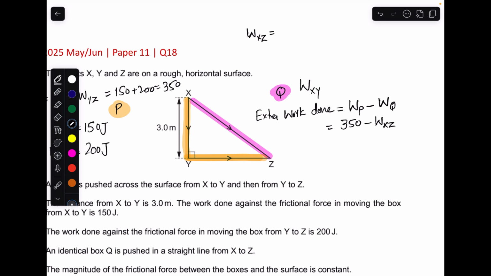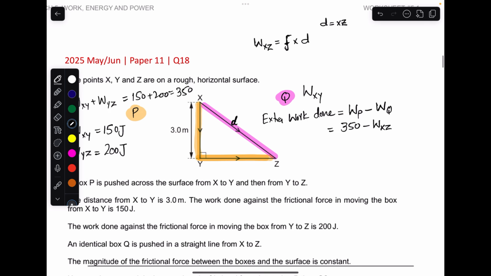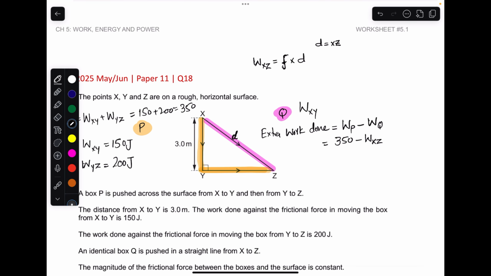What you need for work is force, and that is the frictional force. Let's call it small f, multiplied by the distance, and we know the distance traveled is X to Z. Let's call it D. We have to find D. From the Pythagoras theorem, D can be equal to this side squared plus this side squared, under the root, right?